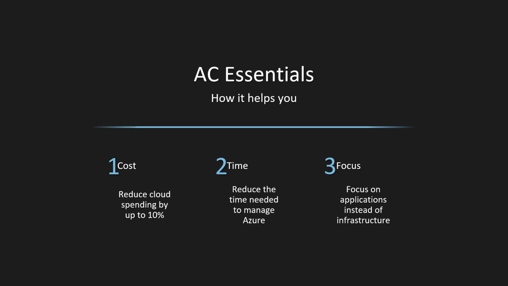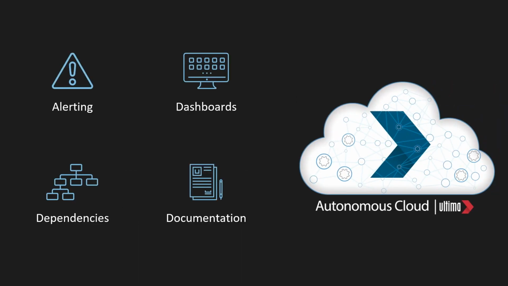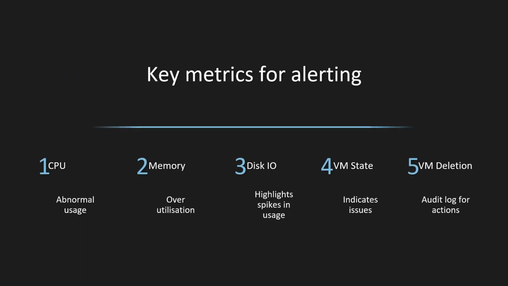So they're the three areas we look at, and we deliver this in 4 different ways. We deliver it via alerting, dashboarding, dependency mapping, and documentation. Jumping into the alerting piece, we've got 5 different metrics, and these are the key metrics that we use. The first 3 are very technically focused: CPU, memory, and disk. If you're an administrator, those are the things you want to see alerts on. As soon as anything goes wrong, you can dive straight in. It tells you exactly what it is and exactly what's going wrong.